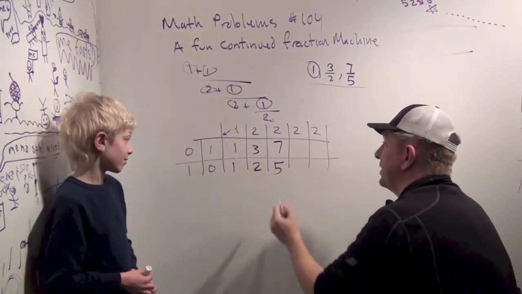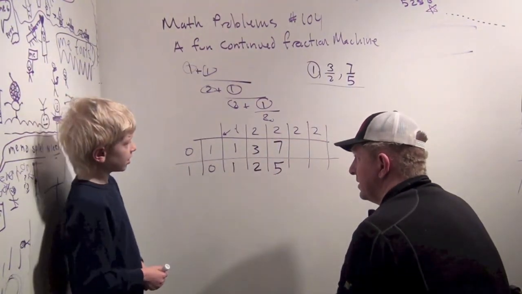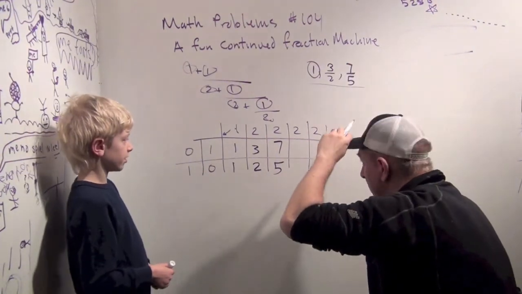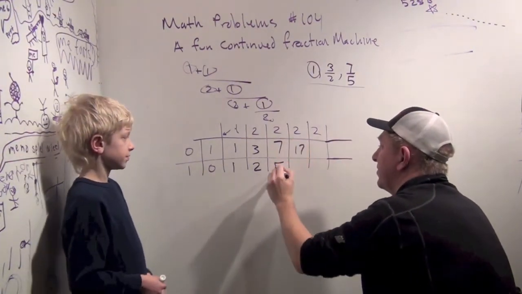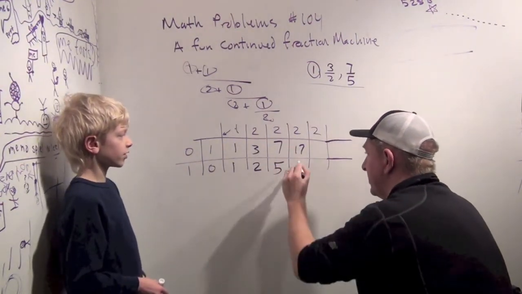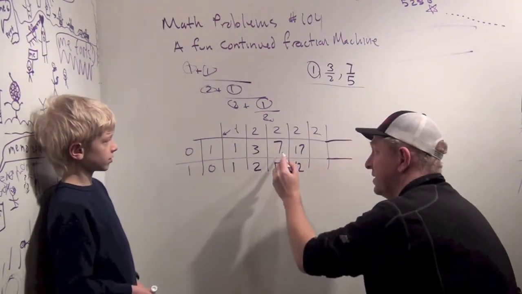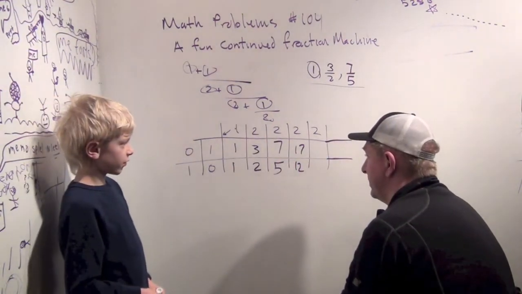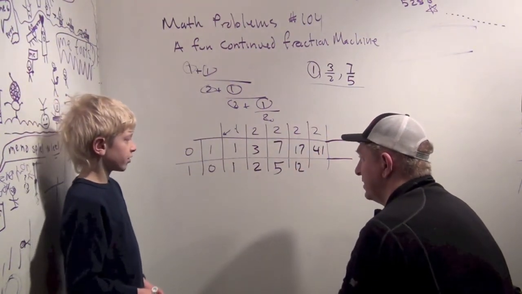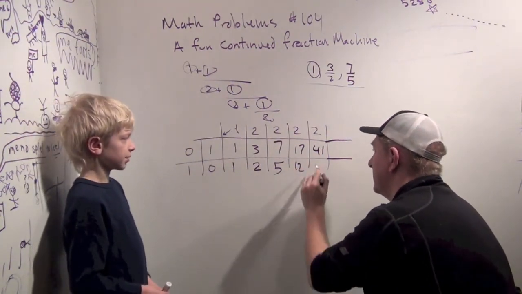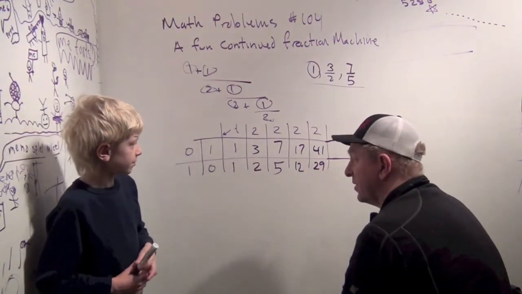And if we kept going, 2 times 7 plus 3 is 17. 2 times 5 plus 2 is 12. 2 times 17 is 34, plus 7 is 41. 2 times 12 plus 5 is 29. And then you can keep going that way, just going and going and going.